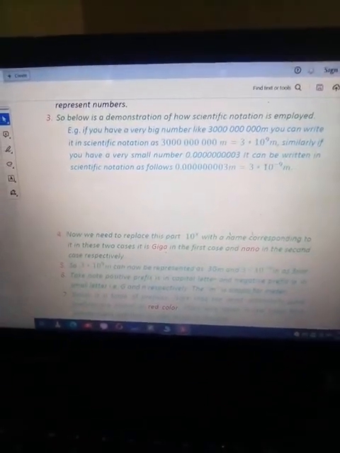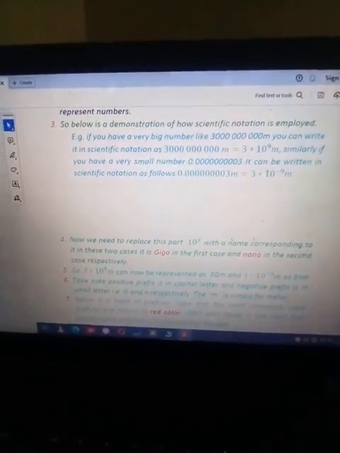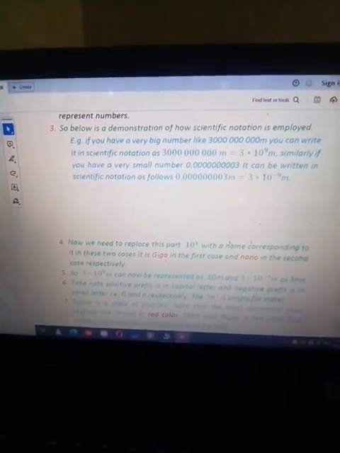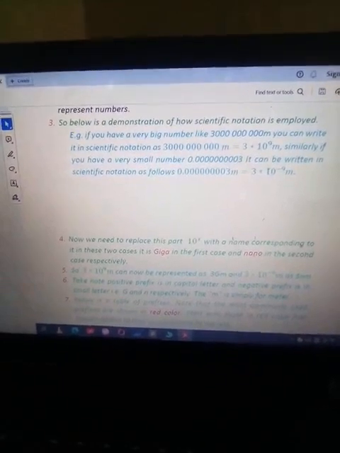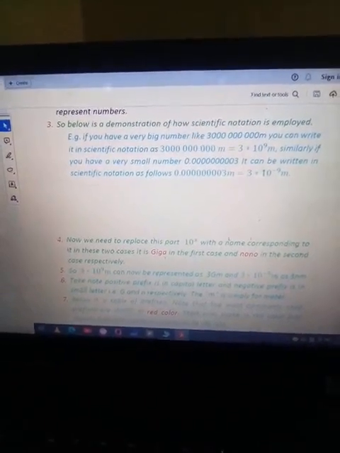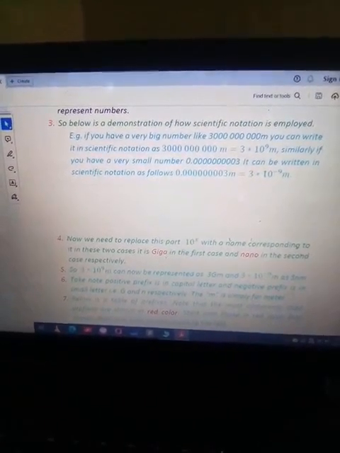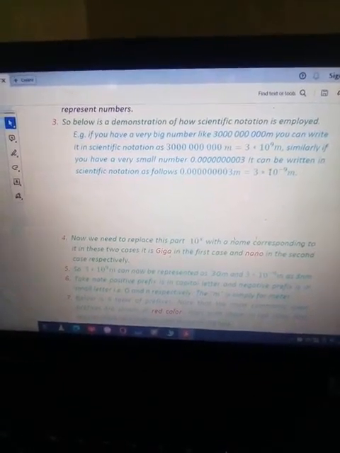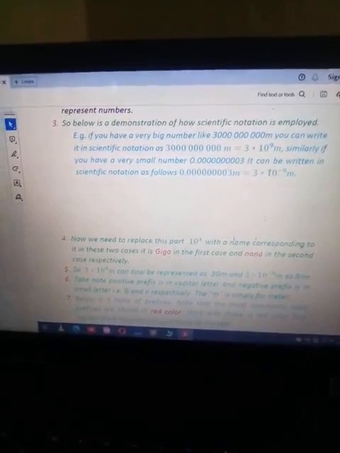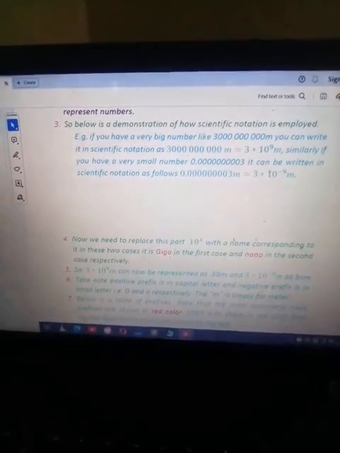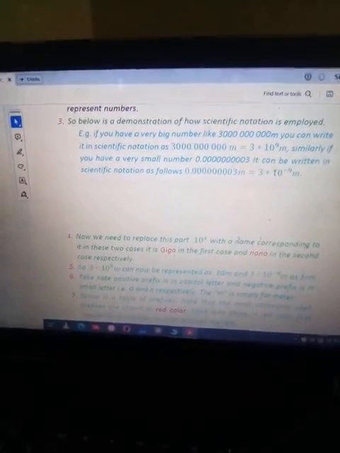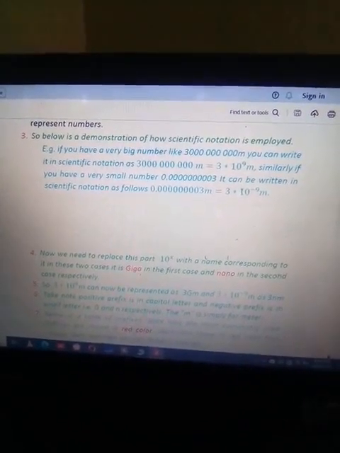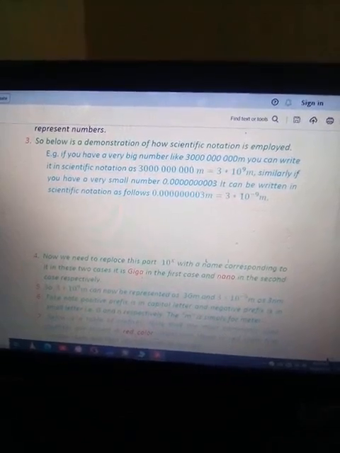Below is a demonstration of how scientific notation is employed. For example, if you have a very big number like 3 billion meters, you can write it in scientific notation as 3 times 10 to the power 9. You recall this, it's from secondary school. Similarly, if you have a very small number like 0.000000003, it can be written in scientific notation as 3 times 10 to the power negative 9.